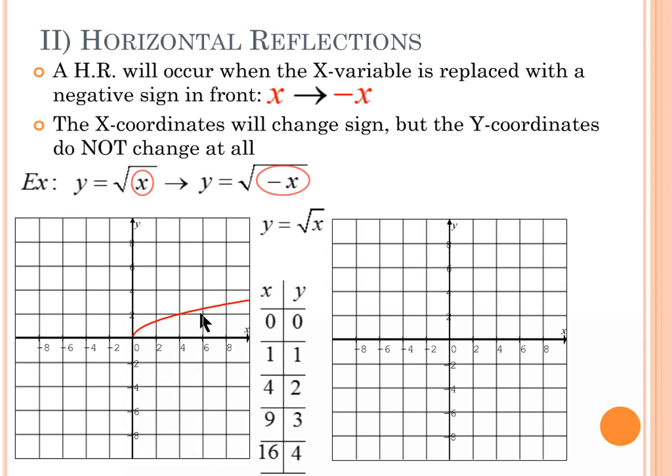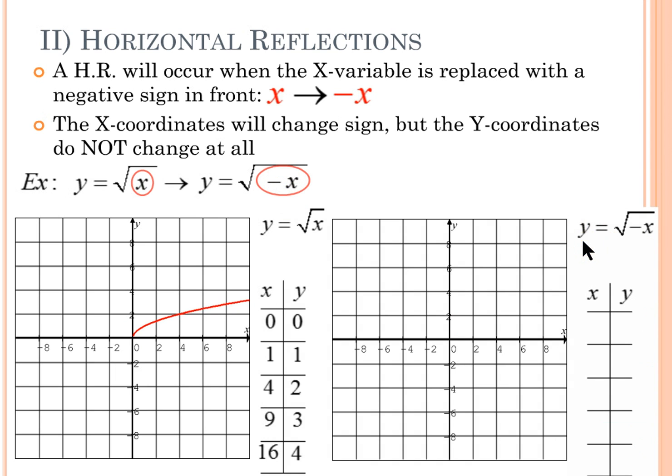And here's my graph. This is the graph of y equals the square root of x. Now let's graph y equals the square root of negative x. So here we are, y equals the square root of negative x, and here's my table of values. Let's pick some random x values, and here are my corresponding y values. That graph is highlighted here in blue.